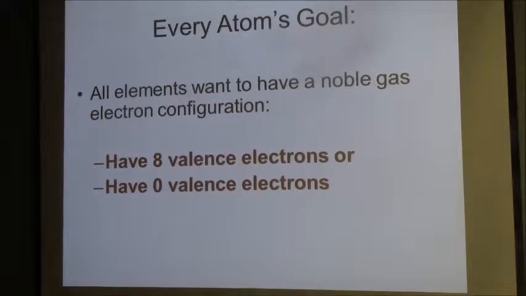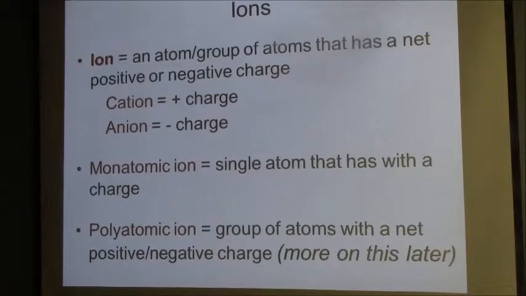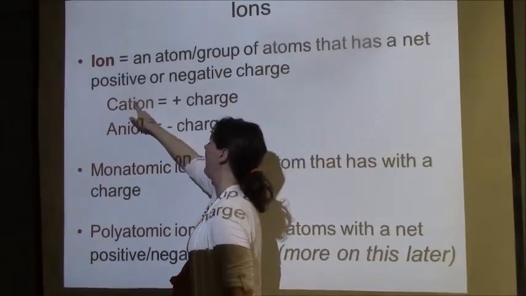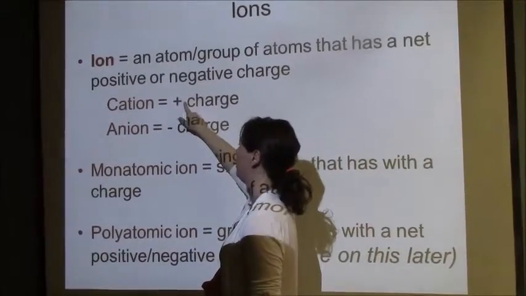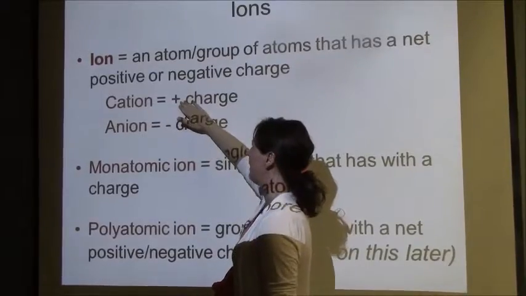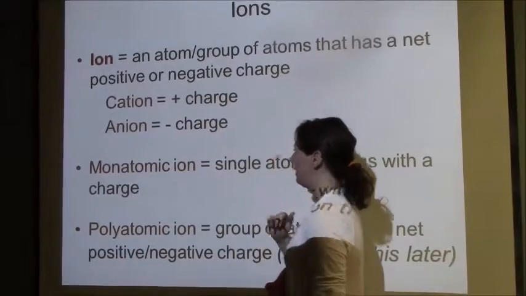So we're either going to gain, lose, or share electrons in order to get up to 8 or down to 0. And in today's lecture we're talking about ionic bonding, which involves losing and gaining electrons. So an ion is just a group of atoms or a single atom with a net charge. Cations have a positive charge and anions have a negative charge. You can think about this: there's a plus sign in cation, so just think of a plus charge. Or you can think about a battery: the cathode is the positive end and the anode is the negative end.